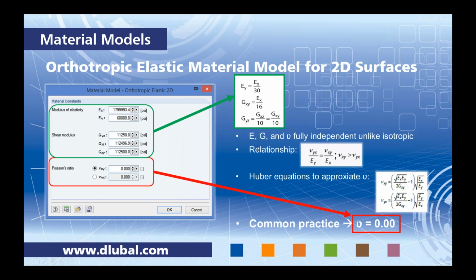For orthotropic elastic materials for 2D surfaces, it's slightly different. For the modulus of elasticity and shear modulus, they are related just basically with these equations listed here. Nothing too complex. Now, E, G, and Poisson's ratio are fully independent, unlike isotropic.